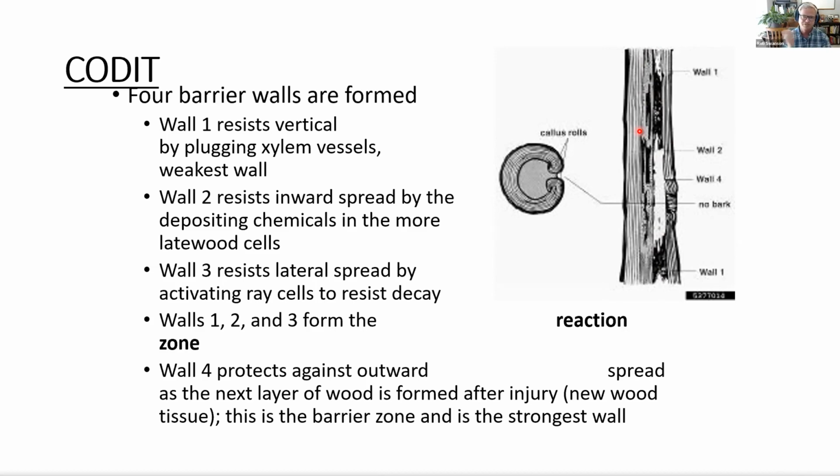So wall 1 can be a very vigorous reaction, but let's think about this in more simple terms and think of it as a physical injury. Maybe somebody drives a nail into a tree or something like that. If you have the capacity to introduce decay on that nail, it's going to want to try to limit it from growing up and down.